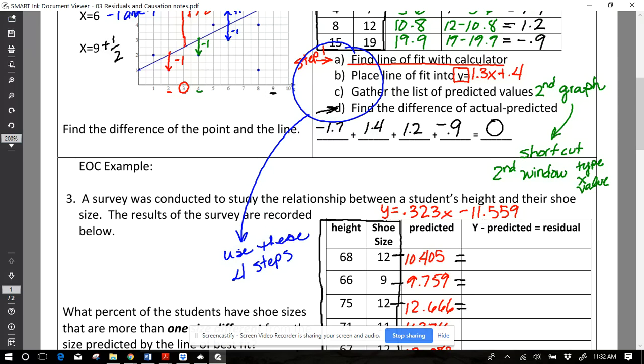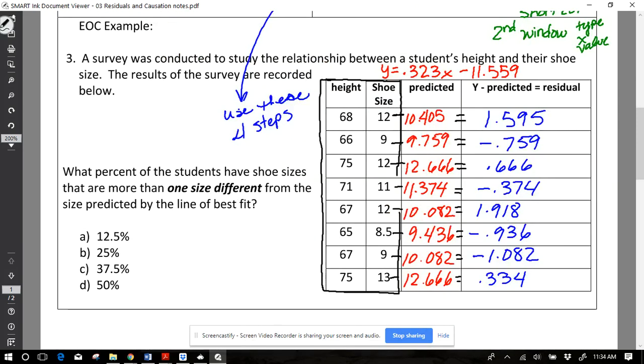So pause your video. All right, welcome back. You should have gotten this list of values here, okay? And we are ready to go on to our last part of this problem, which is the application piece that the EOC will expect us to be able to do, and that is to answer this question. What percent of students have shoe sizes that are more than one size different from the size predicted by the line of best fit?